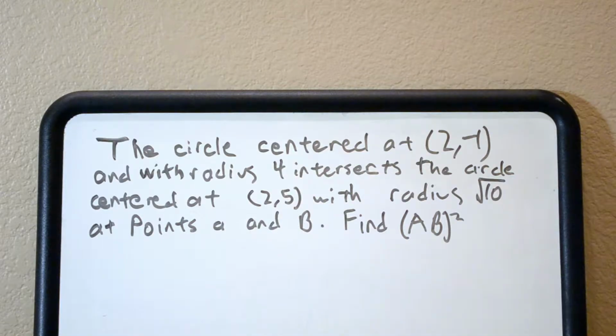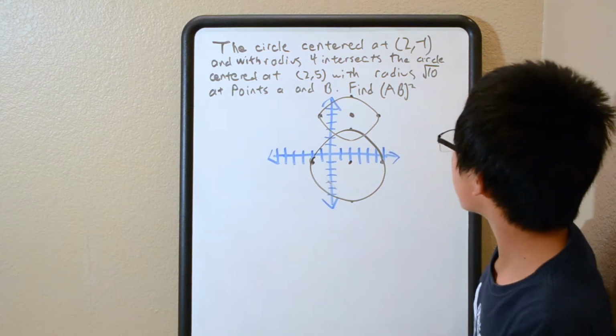So here's the problem. The circle centered at the point (2, -1) with the radius 4 intersects the circle centered at the point (2, 5) with the radius √10 at points A and B. Find AB squared. So this is how we solve the problem.